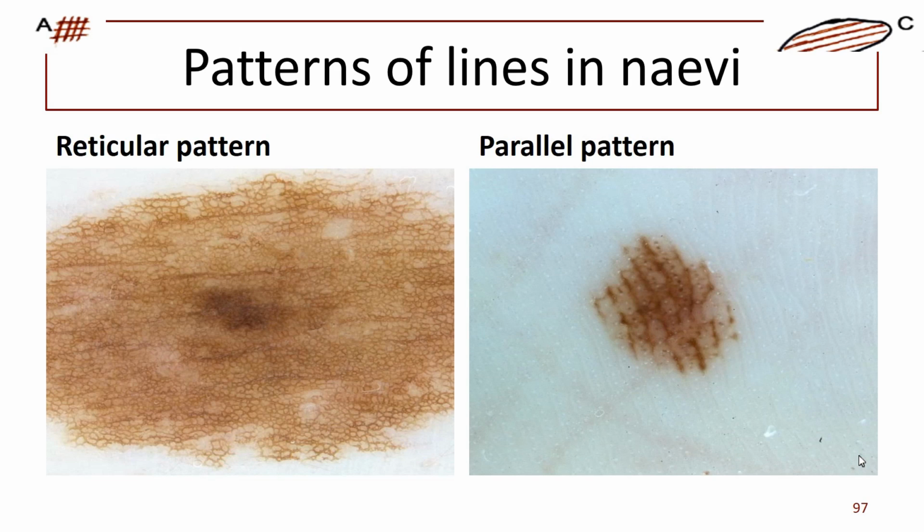Reticular pattern versus parallel pattern. So reticular pattern is a junctional nevus on most of the skin, but when it's on the palms and soles, you can't have a reticular pattern, you have to have a parallel pattern. This one is showing some pigmentation occurring within some of those sweat duct pores. Not all of them, some of them are still white.